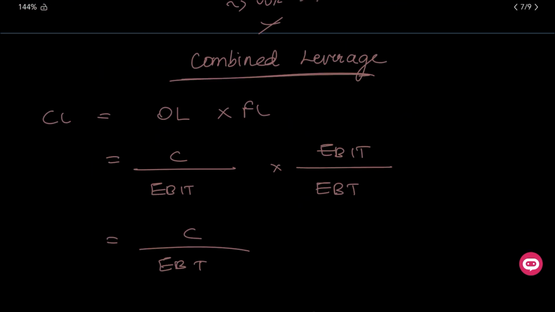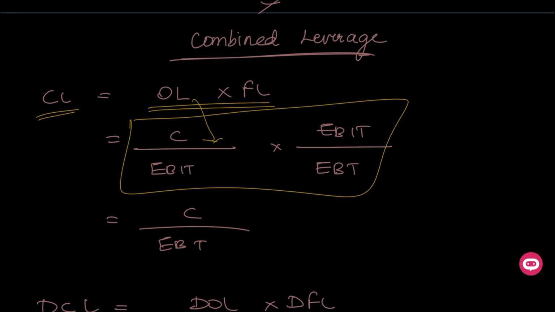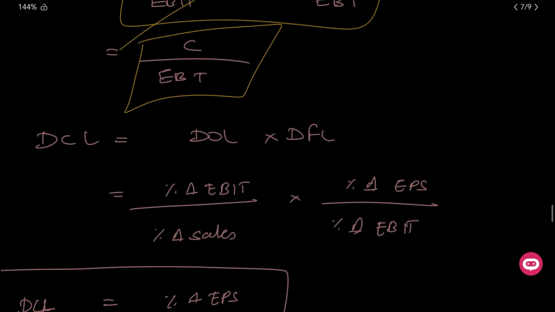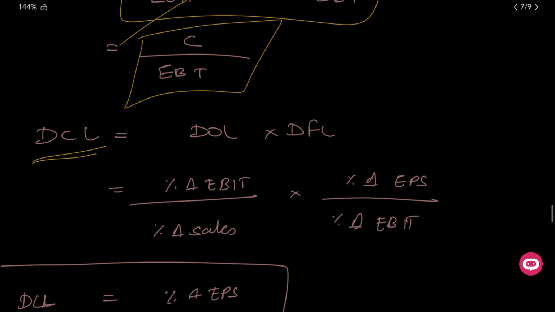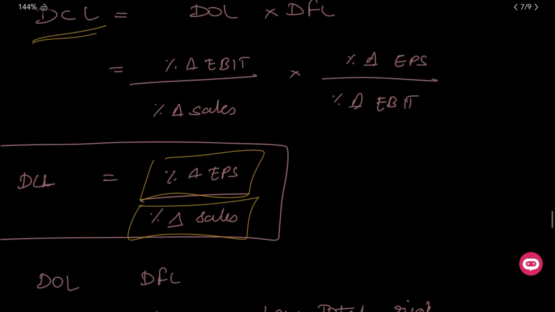Now, coming to the combined leverage. Combined leverage is nothing but the multiplication of both. Therefore, the formulas will also remain the same. OL is equal to contribution by EBIT and FL is equal to EBIT by EBT. Simplifying this formula, we get contribution by EBT. Now, what is degree of combined leverage? It's again simplifying the formula, percentage change in EPS divided by percentage change in sales.